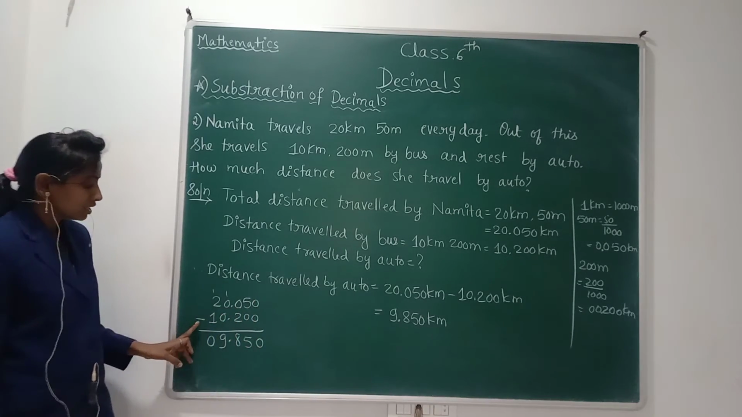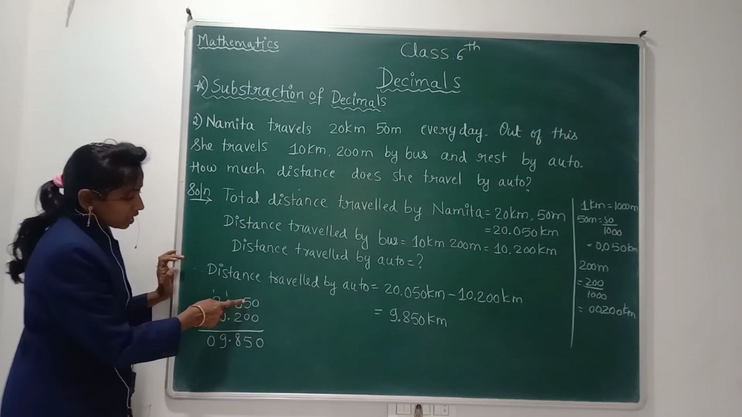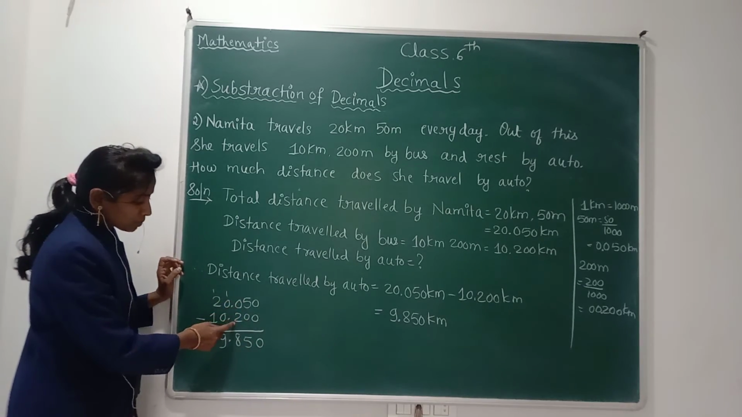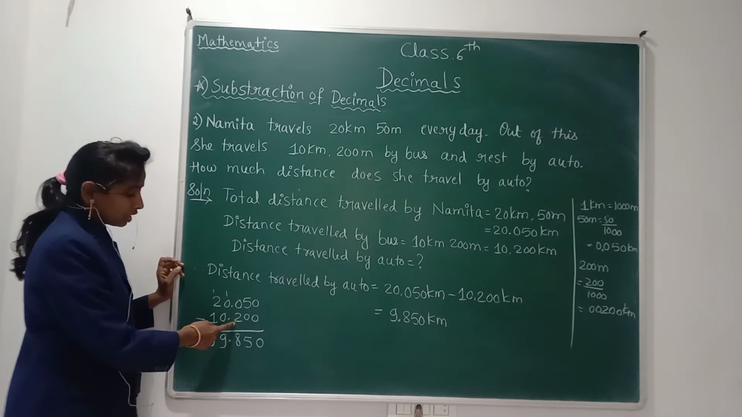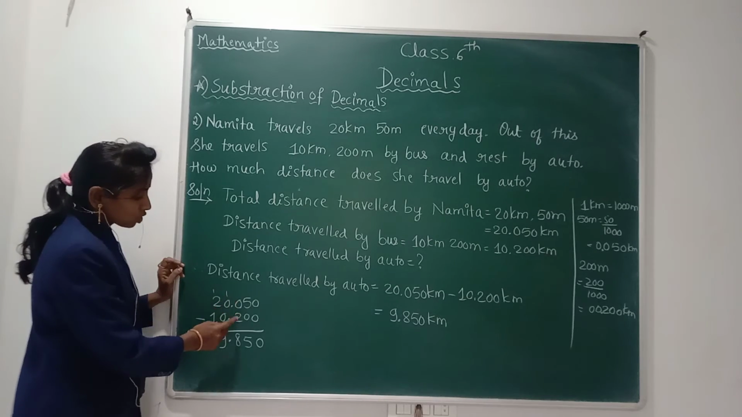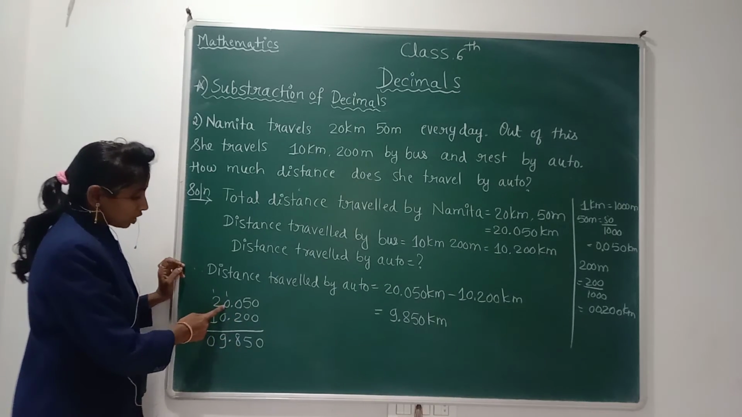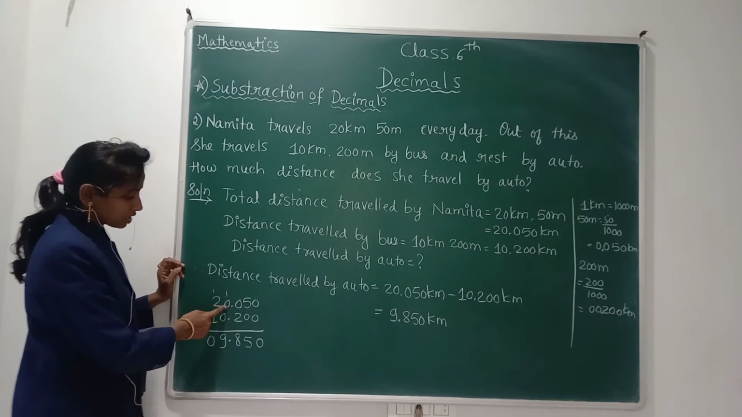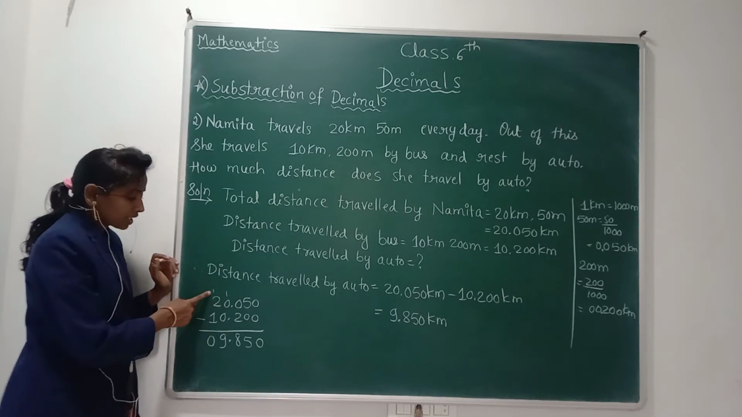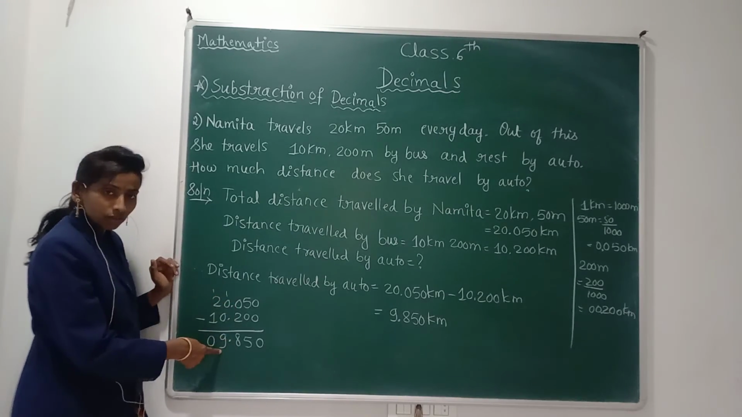20.050 minus 10.200. So 0 as it is. In 5 if you subtract 0, 5 only coming. In 0 if you subtract 2, it will not go. So take one carry. So 10 happen. So in 10 if you subtract 2, 8 will remain. So in 0, this 0 and this 1 carry, means in 0 if you subtract 1, it will not go. So take one carry. In 10 if you subtract this carry 1, 9 will remain.